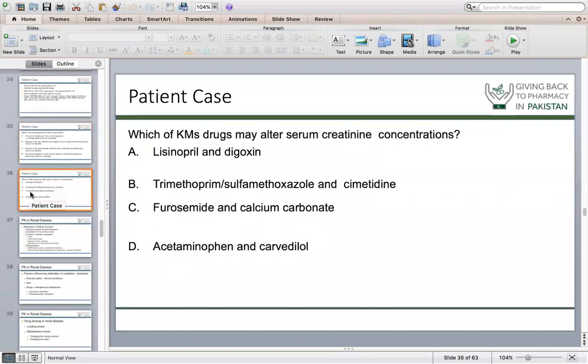Another question asked about KM: because she's on a very complex regimen, we need to also watch for that. Which of KM's drugs may alter serum creatinine concentrations? Is it lisinopril or digoxin? Is it trimethoprim sulfamethoxazole and cimetidine? Is it furosemide and calcium carbonate? Is it acetaminophen or carvedilol? Any guesses?